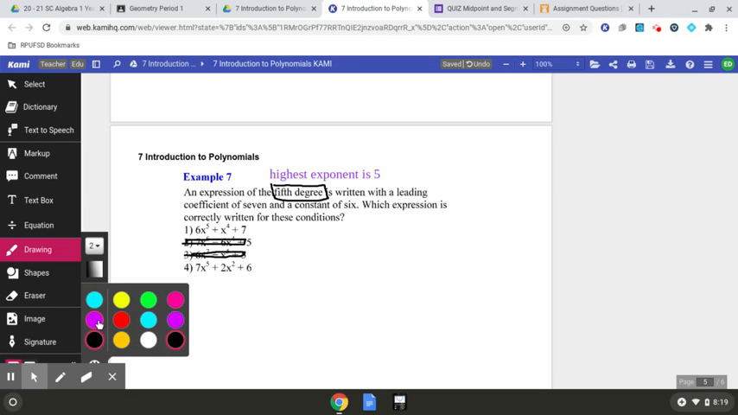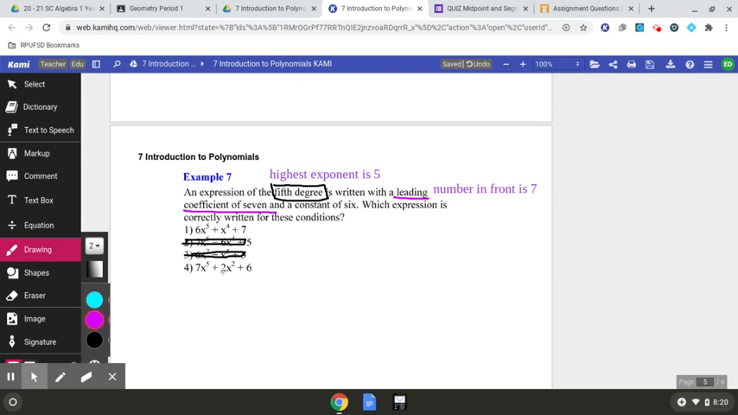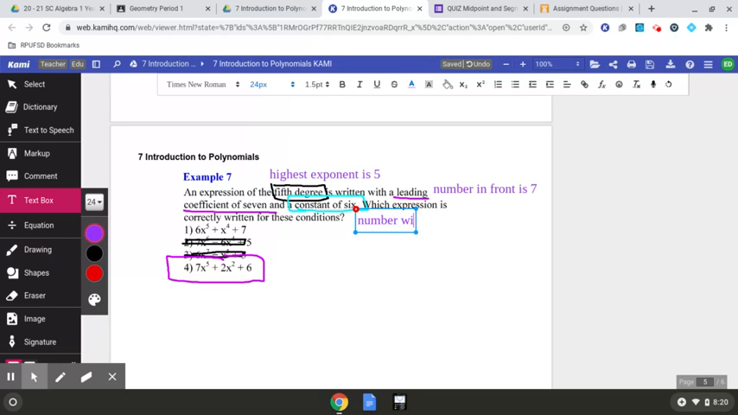If we keep reading now, we have a leading coefficient of 7. So remember what that means: leading coefficient of 7 means the number in front is 7. And if I look at my two choices, the only one that has the number in front being a 7 is choice 4. Okay, and if I keep reading, it says that it has a constant of 6, which means the number with no variable is 6. And if I look at choice 4, 6 is by itself and has no variable with it. So that's true.